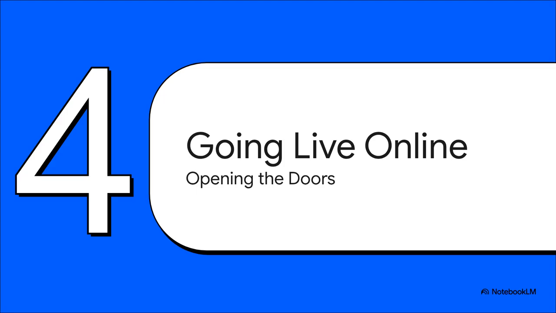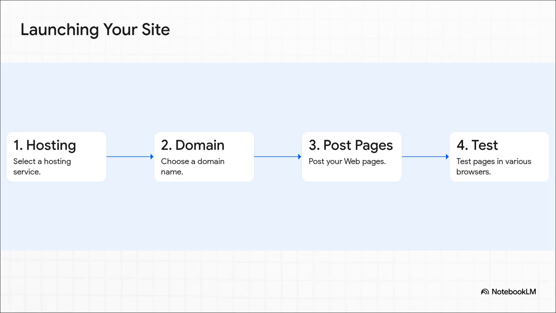Okay, our house is built, it's decorated, and it's fully functional with all the utilities hooked up. There's just one last, crucial step. We've got to put it on a piece of land and give it an address so people can actually come and visit. Getting your website online is actually a pretty straightforward process. First, you rent your plot of land from a hosting service. Then, you give it a unique street address by choosing a domain name. You upload all your files, and then you just do a final check to make sure it looks good for everyone, no matter how they're visiting.